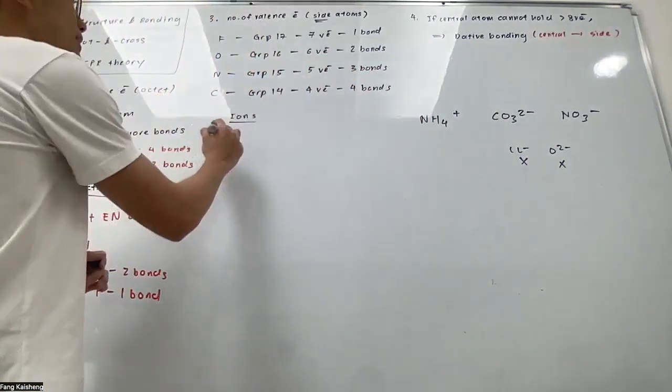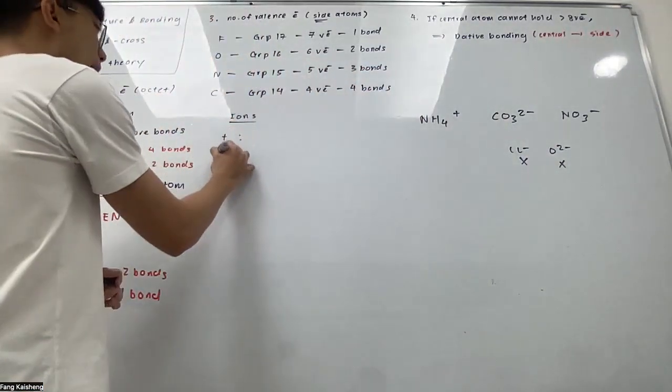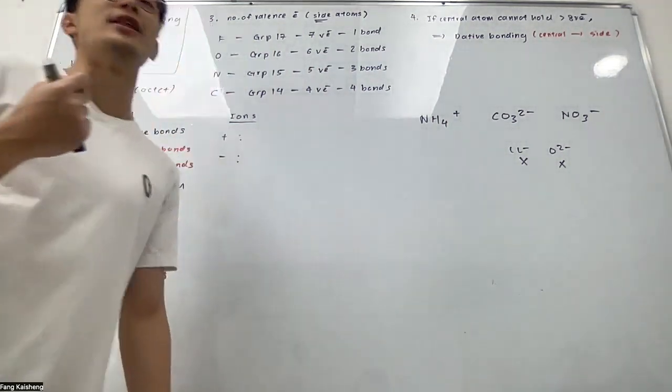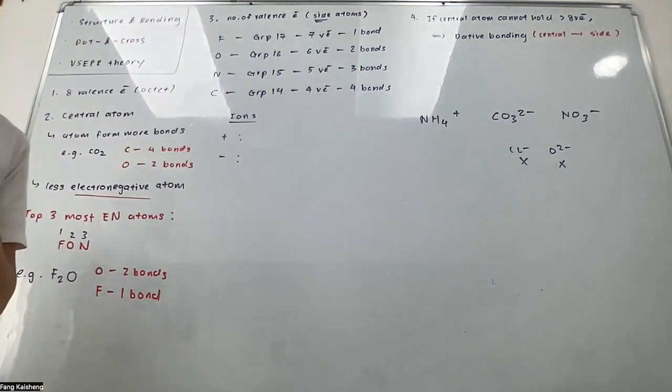Okay, so how does this work? Let's look at two rules. Ions only have two charges to consider. Guys, when you see a plus charge, what will you do? Do you give an extra electron or do you remove an electron? Plus charge, cation.